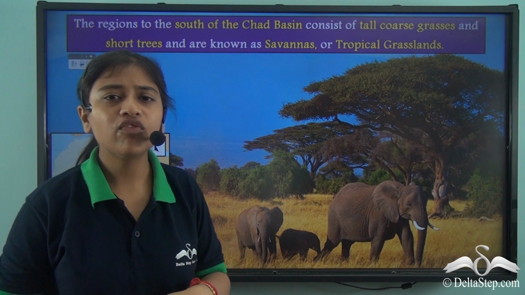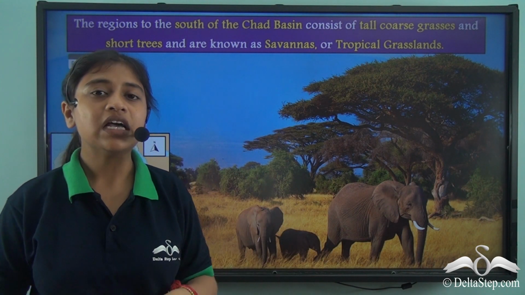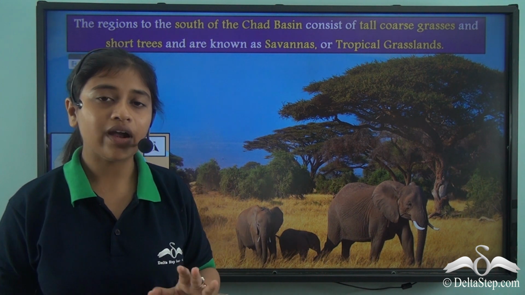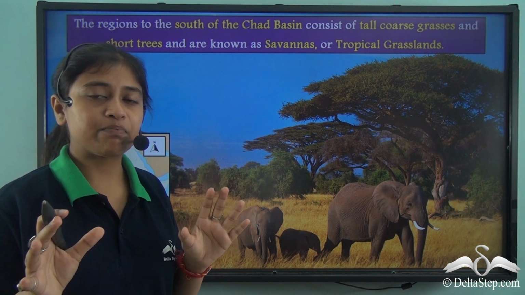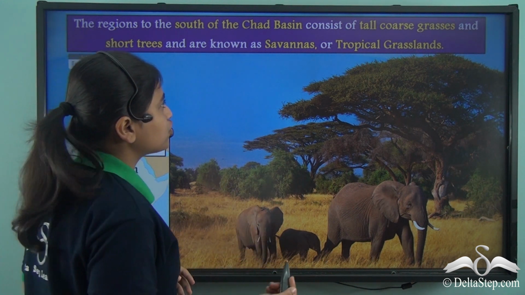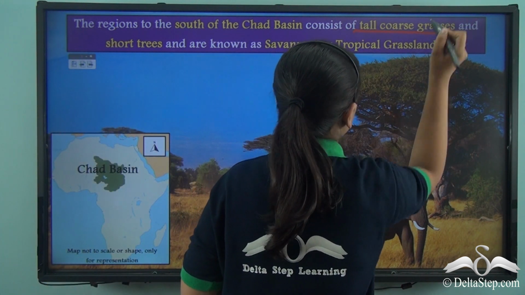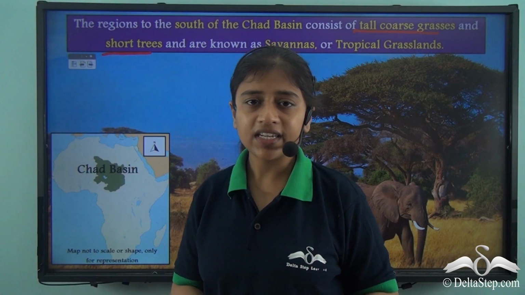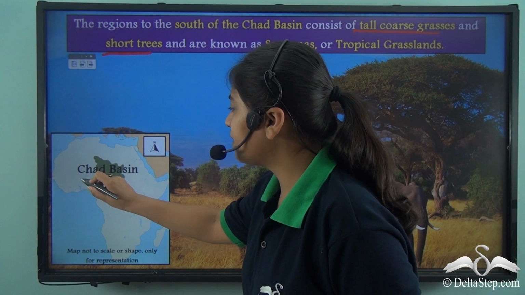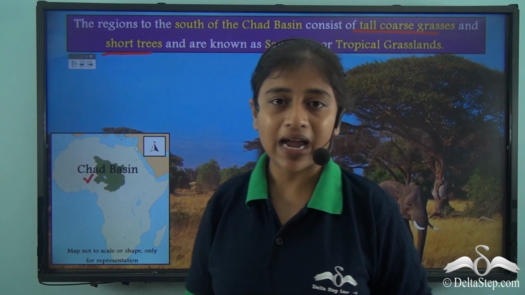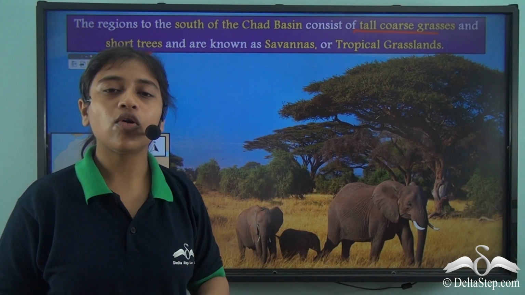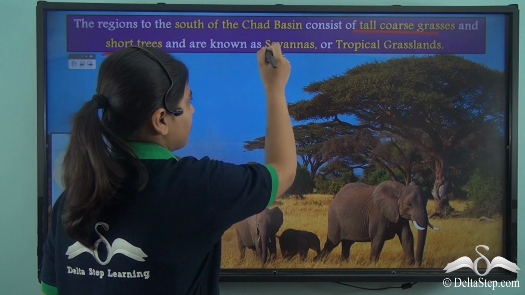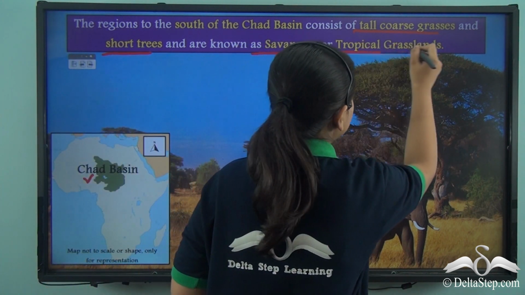Now, as we move higher or away from the tropical rainforest region, the temperatures are lower, and here the forest becomes thin, giving rise to tall, coarse grasses and short trees, right? So the region to the south of the Chad Basin comprises these tall, coarse grasses and short trees, which are mostly known as savannas or tropical grasslands.